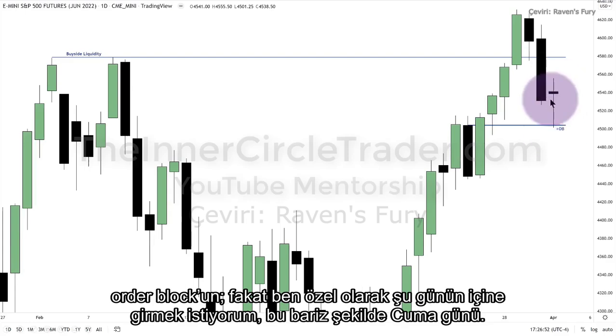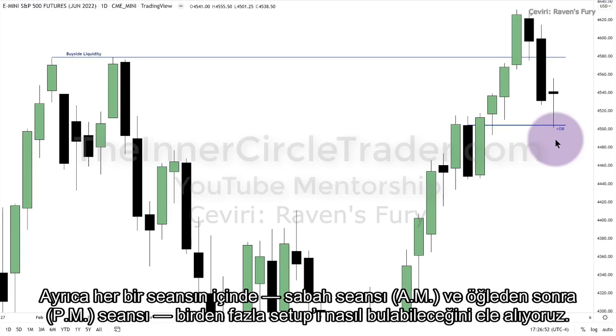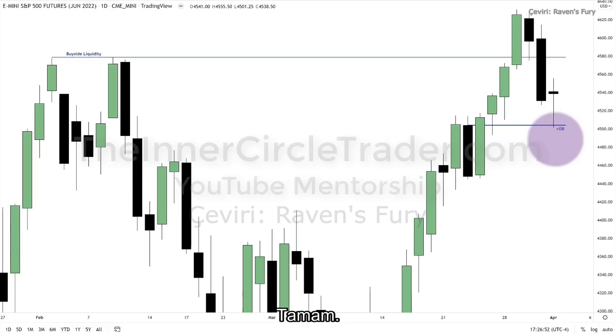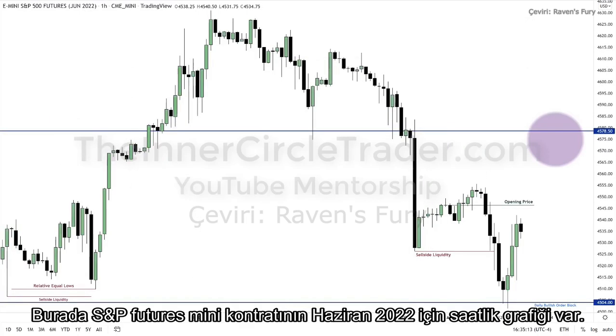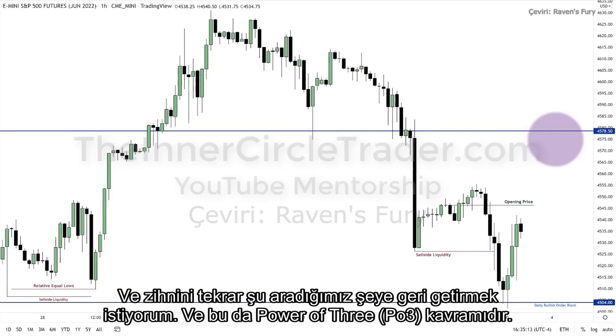But I want to go inside this particular day here, which is obviously Friday, and we're looking at the internals behind what it is I'm trying to teach you, and how you can find multiple setups inside of each respective session, the morning session and the PM session. All right, so here is the hourly chart on the S&P futures mini contract for June 2022. And I kind of want to bring your mindset back into what we're looking for. And that is the power 3.